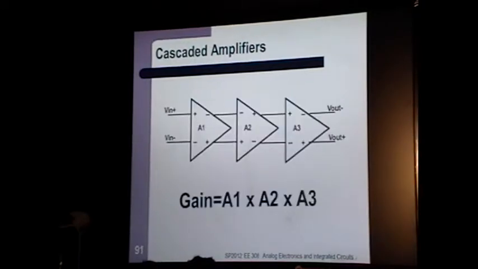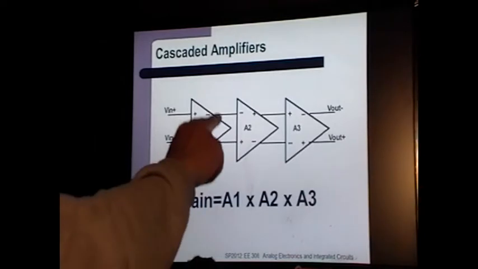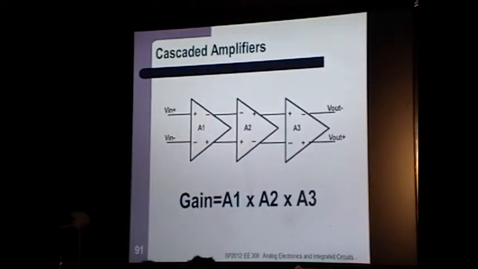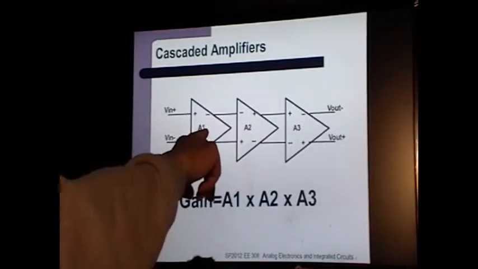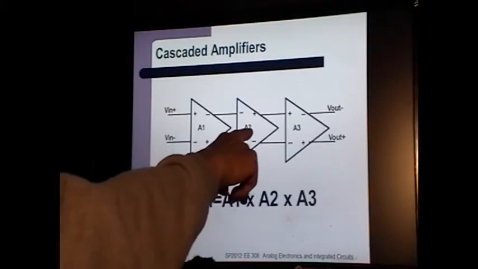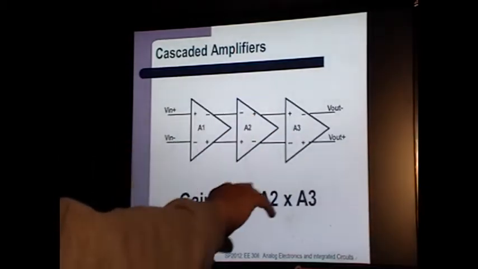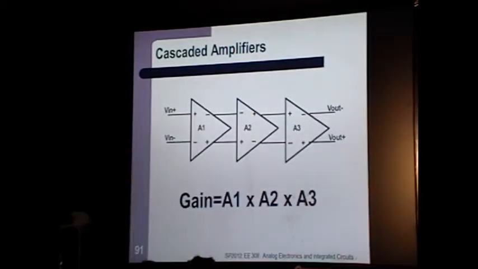Another way to increase your gain, and that's the way we've been talking about in lab, is if you have gain stages cascaded now, not cascoded. Before it was cascoded. This is cascading. If you have one amplifier, we've got A1 here, its output goes to A2, and the output of A2 goes to A3, then you just multiply the gains to get your final gain.